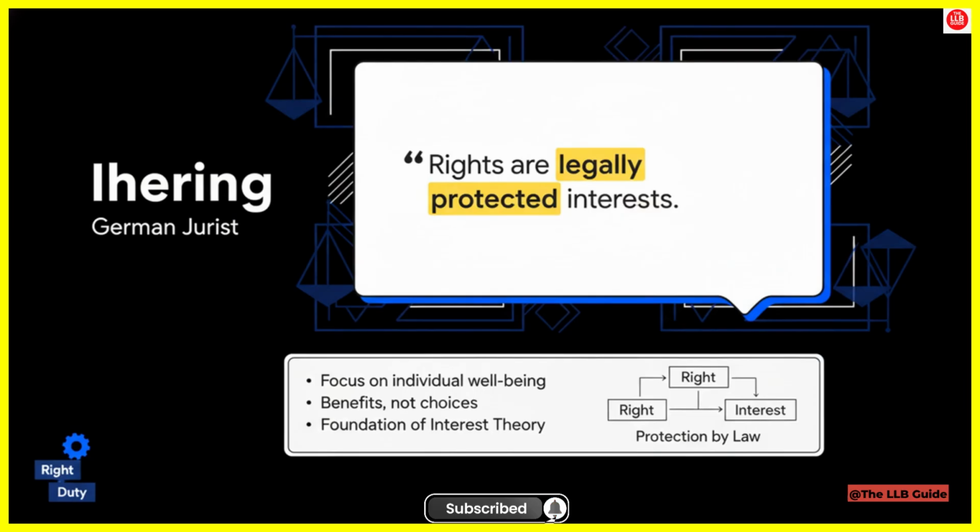Next up, we've got the German jurist Ihering, and his definition is beautifully simple: legally protected interests. You see how he puts the concept of interest, some aspect of a person's well-being, right at the very heart of the definition? Here, the focus isn't so much on your choice, but on the benefit you receive. And this idea is the foundation of what's called the interest theory, which we'll get into in just a bit.